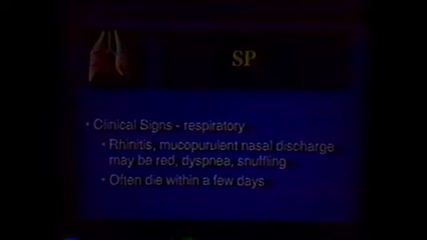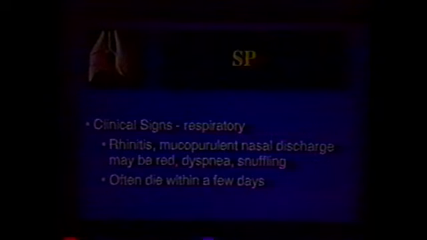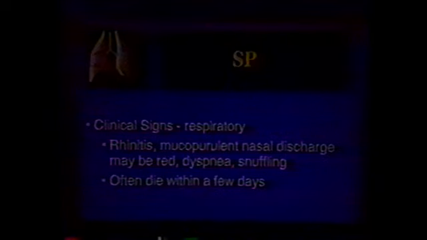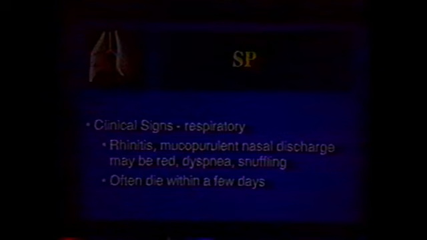Okay, the clinical signs associated with this, again, are the nonspecific signs associated with upper respiratory tract infection: rhinitis, mucopurulent discharge. We may see this porphyrin-stained oculonasal discharge. The animals may be snuffling, and there may be some dyspnea, so clearly the clinical side of you would recognize that the animals are experiencing respiratory difficulty, and they often die within a few days.